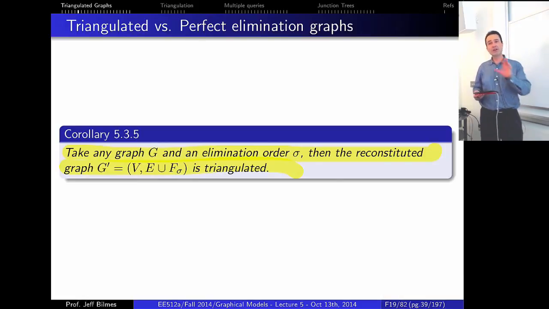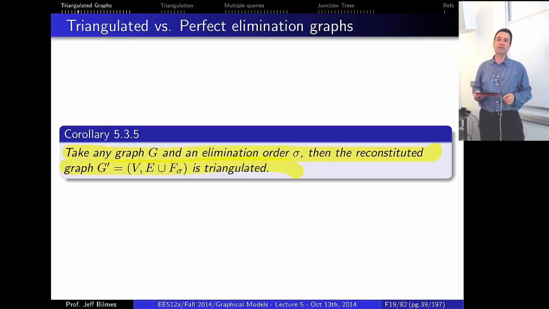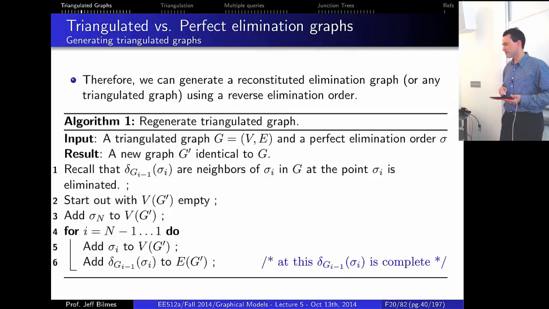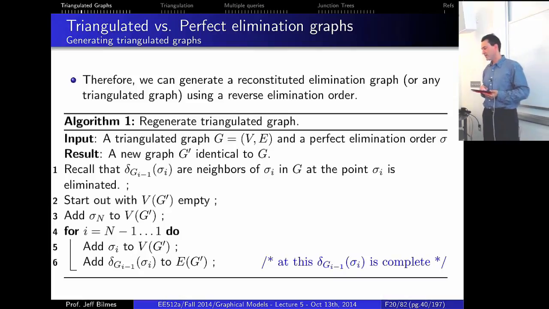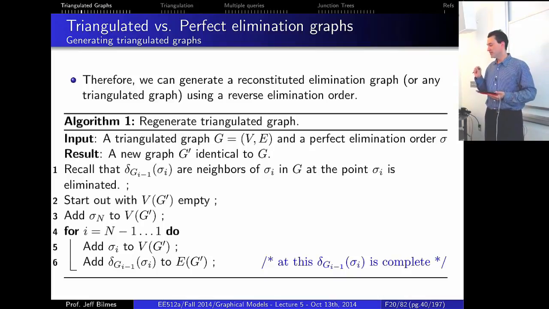Because remember, all of this has to be seen in light of what ultimately we're really trying to do here, which is to compute probabilistic inference queries. And when we eliminate a node and we create fill-in, what we're really doing is coupling together factors. And so we're going to get back to that. But here's an important thing that says we can generate a reconstituted elimination graph using the reverse elimination order.